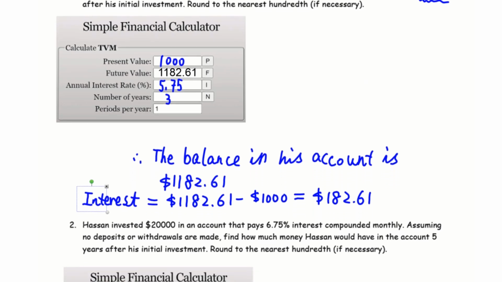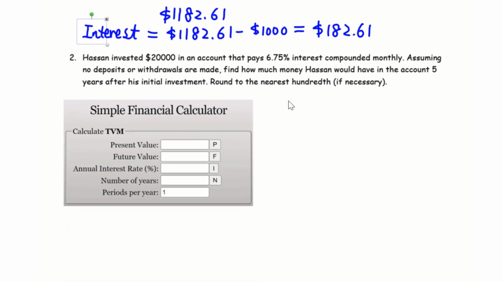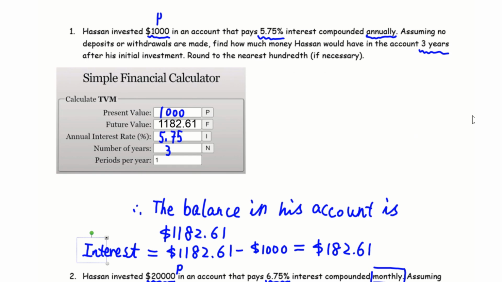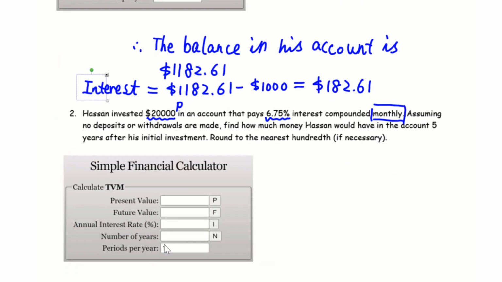Then we are going to practice on another one. Same person now, $20,000 in an account. This is the money he has now, the present value, and it pays 6.75% interest, now compounded monthly. We have the chart on the first page. If it's monthly, then each year the interest is paid 12 times. So we are going to put 12 in the periods per year. Instead of 1, now it is 12.